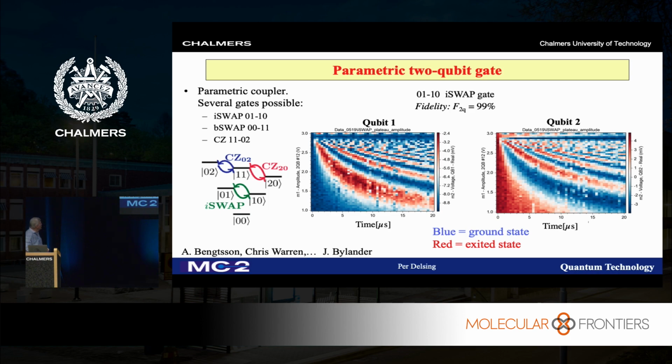And then you can do these 2 qubit gates. And here you see an example of this where we have put one of the 2 qubits in the excited state, and then we can move this excitation back and forth between the 2 qubits. And that you see here when we measure qubit 1 and qubit 2, you see then when this one is blue, this one is red. And then when this one is red, this one is blue. And you can toggle the information between the 2 qubits. And if you do that halfway, then you create a superposition.